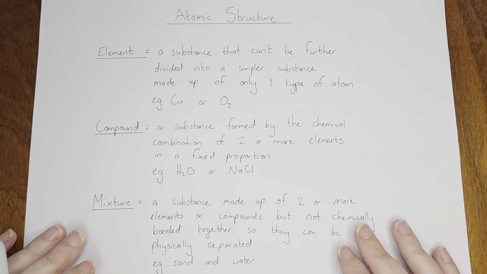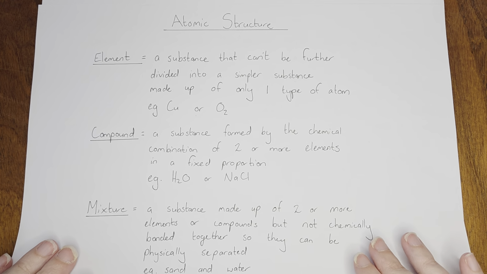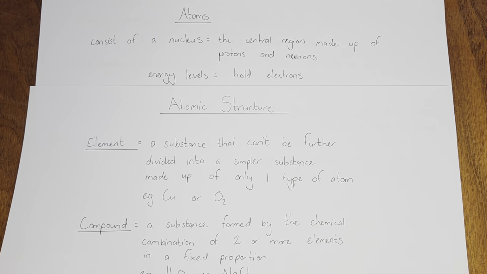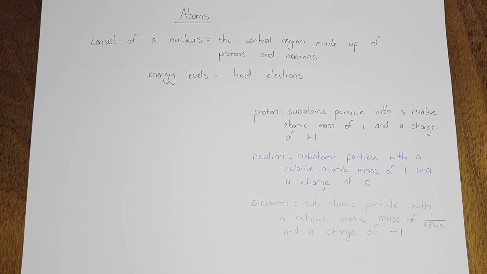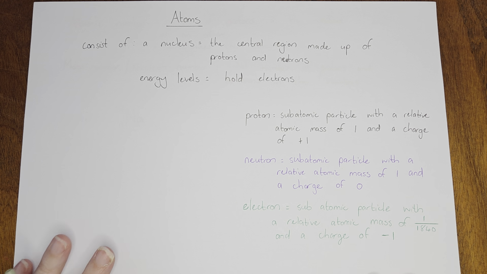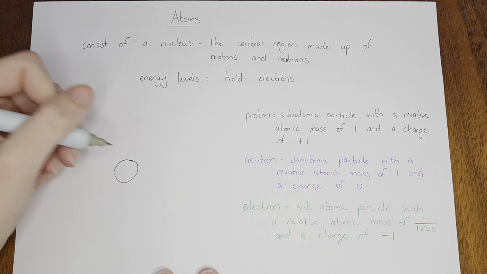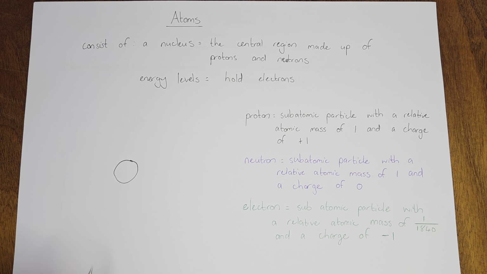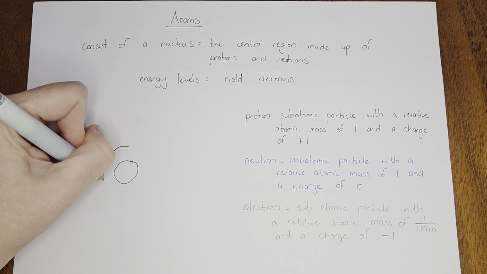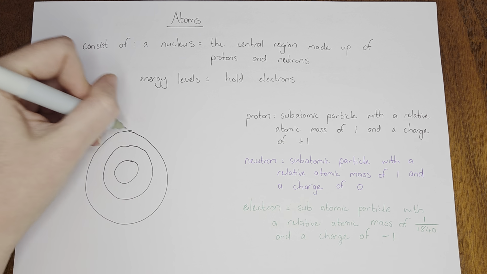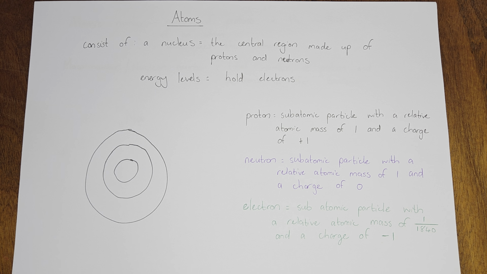But we also need to know what is in specific atoms. So if we look at the structure of an atom, it will consist of a nucleus in the center. If we have to draw that out, I can have a nucleus in the center, and inside there are protons and neutrons, and then around that nucleus I'm going to have what I call energy levels, and the energy levels are going to hold the electrons. So that would be your basic structure of an atom.